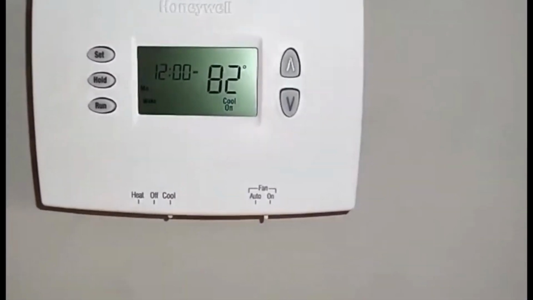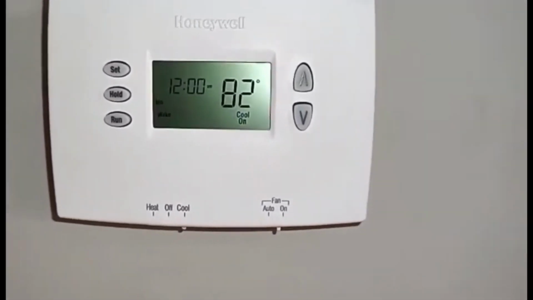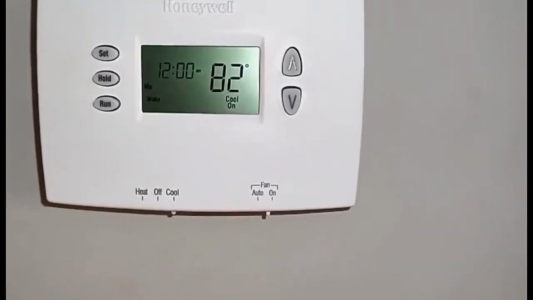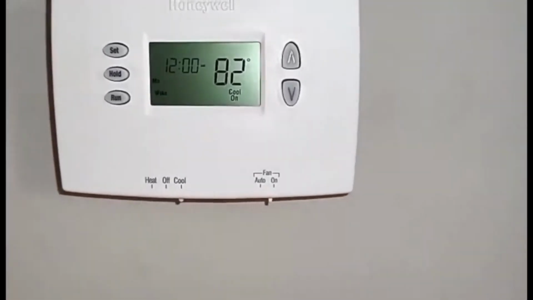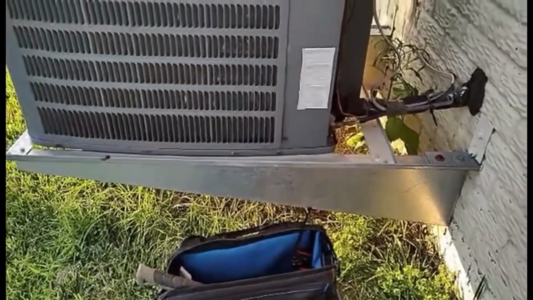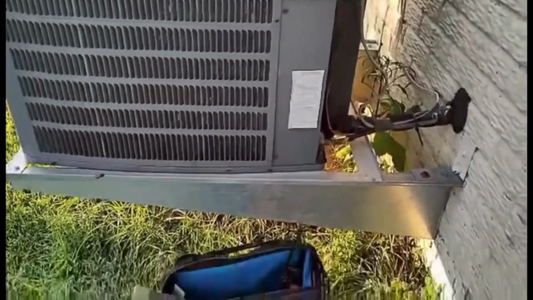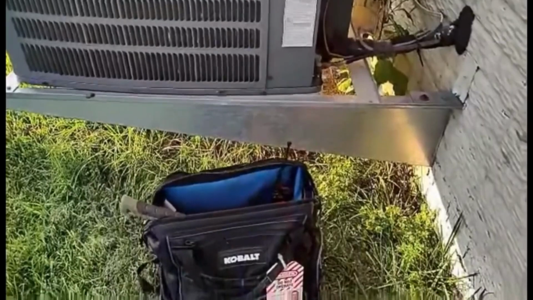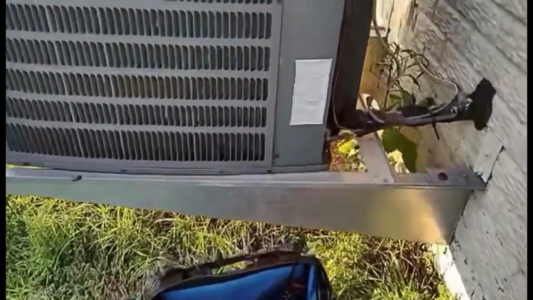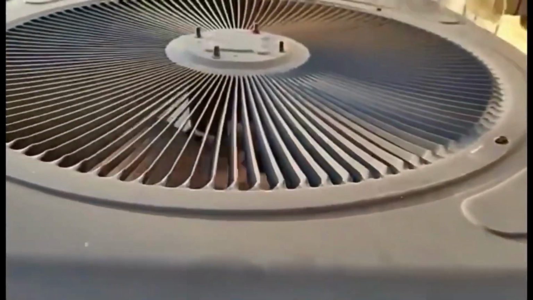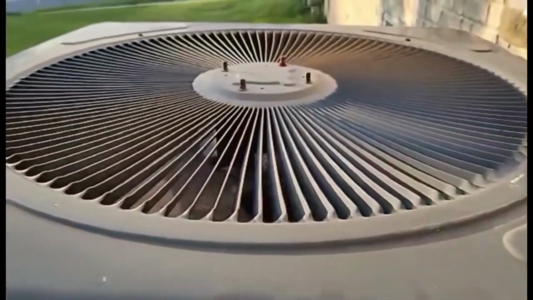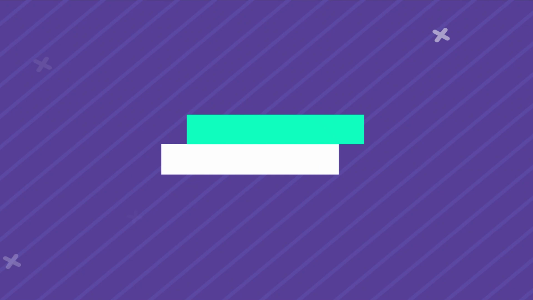Now, if you look here, our thermostat has power now, and I'm going to check outside if the condenser is running. Now you can hear that the condenser outside of my house is running. So the problem is the fuse, and I will observe it.